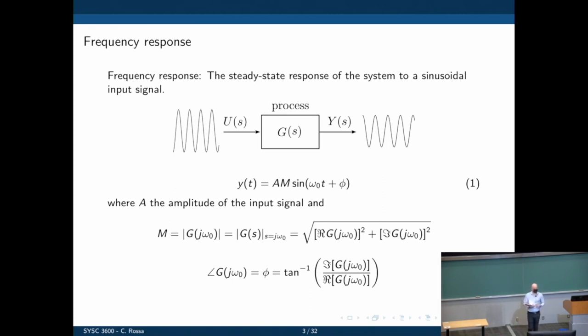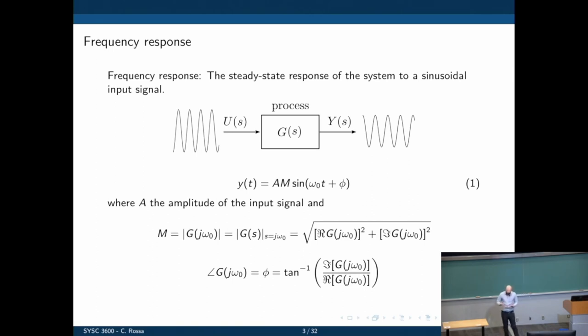Just a reminder of what we've done so far and why we are doing this. If you have a system G of S that is subjected to a sinusoidal input, the output of that system is also a sinusoidal waveform with the same frequency as the input, but with a phase shift and a magnitude shift. And that is provided that G of S is linear time invariant.